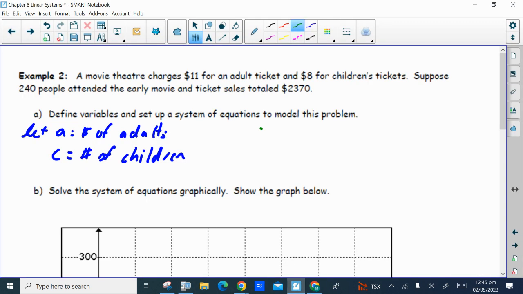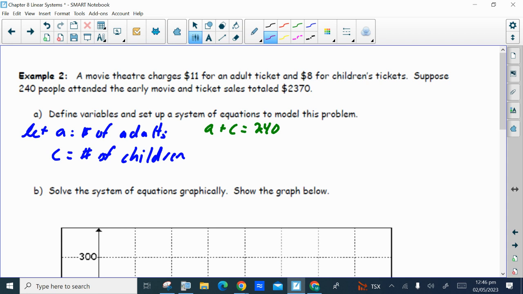So now we'll write our equations. The easiest one to write involves the number of people that attended. The number of adults plus the number of children will equal 240. We are told that 240 people attended the movie. There's our first equation.